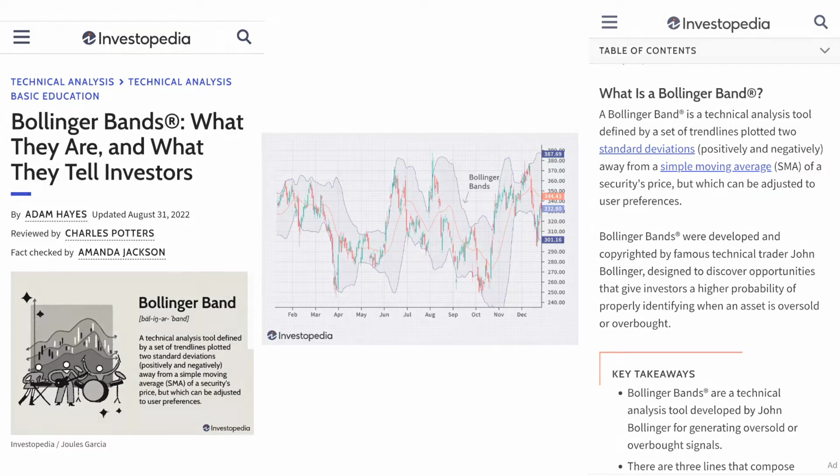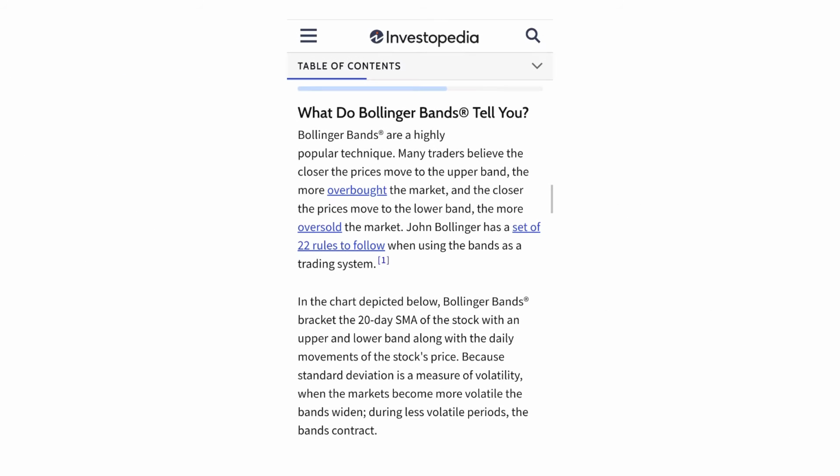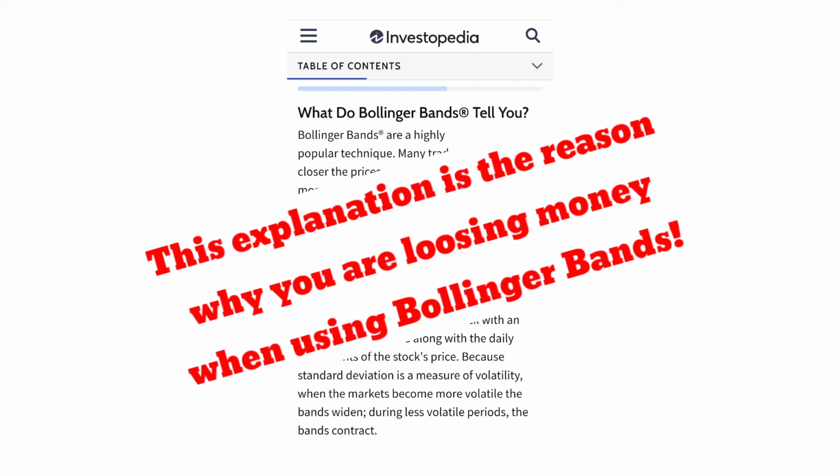And here comes the most important part. Most of the explanations say that these two lines determine the possible upper and lower limits of the price. So when price gets closer to the upper band, it is expected to use the line as a resistance, and when price gets closer or hits the bottom line, that line will act like a support. This part of the explanation is the reason why you are losing money. We know that you did not understand what we are talking about, but you will in a couple of minutes, okay?